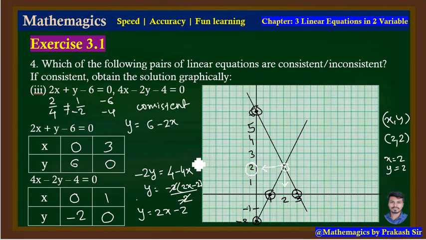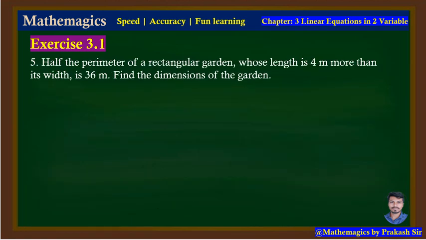I hope my dear friends have understood everything. Now we are moving forward to the next question. Half of the perimeter of a rectangular garden whose length is 4 meter more than its width is 36 meter. Find the dimensions of the garden.